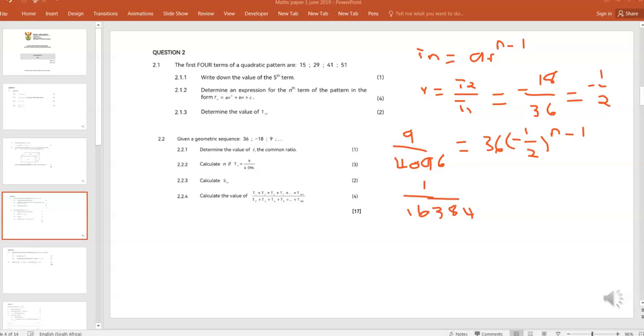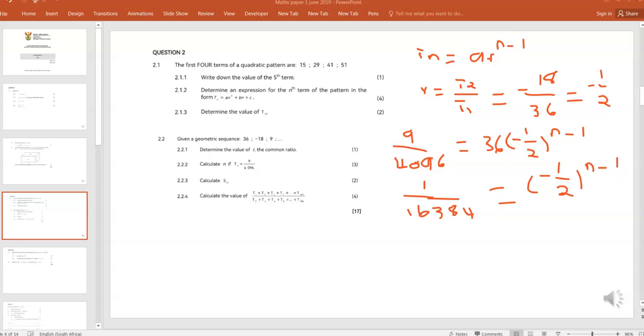Okay, then it equals negative 1 over 2 to the power n minus 1, and then that will be that.